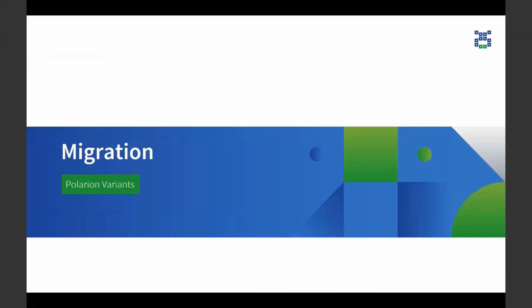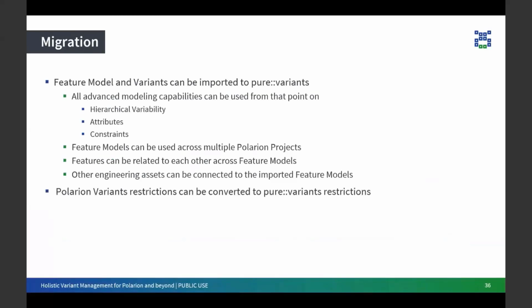Then the good question that was asked just now, I want to answer. Yes, this means we also thought about migration. So you can indeed start with Polarion Variants. You can build up your feature models, your variant models, connect your Polarion assets to those, and do variant management there. And if you then want to introduce pure variants and the Polarion connector, you can import all your feature models from the different projects. You can import your variants, so they will also be brought over to the pure variants side.